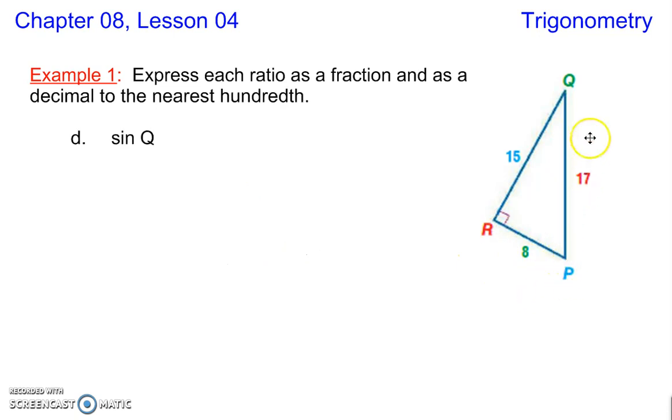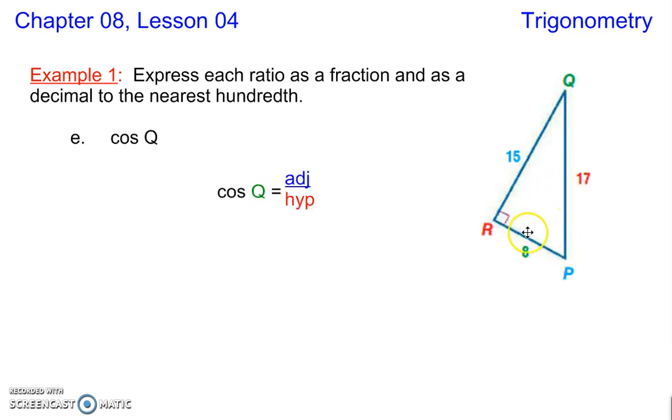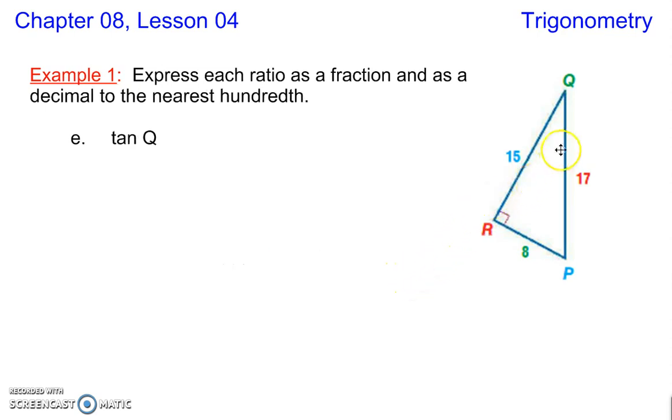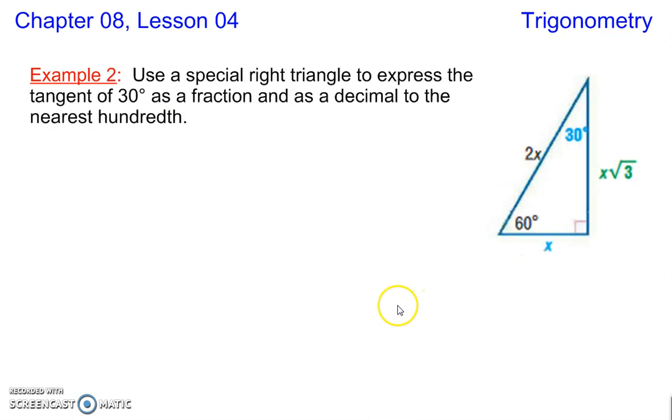Now we want to do the same thing for angle Q. Sine is opposite to hypotenuse, so 8 divided by 17, that's 0.47. Then cosine for angle Q, adjacent to hypotenuse, that's 15 to 17. Divide 15 by 17, you get 0.88. And then the tangent of angle Q, we have opposite to adjacent. So we have 8 over 15, and that is about 0.53.